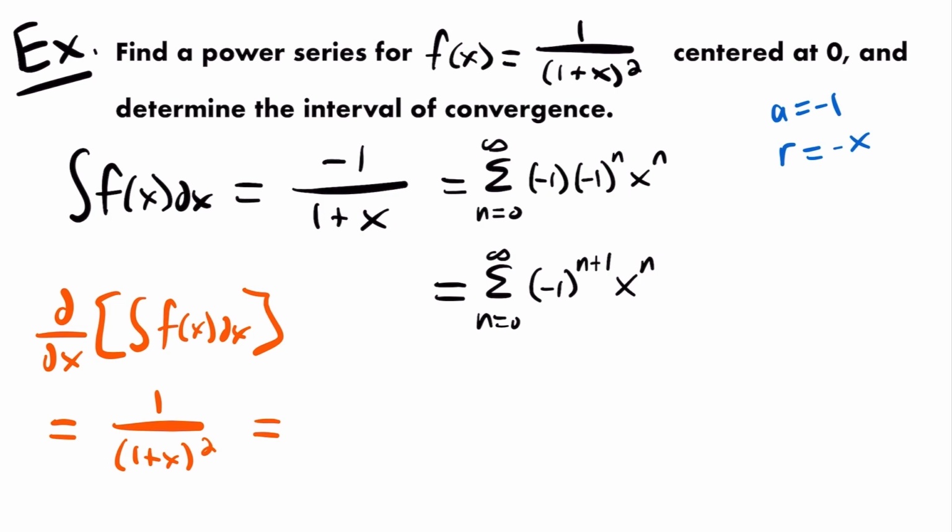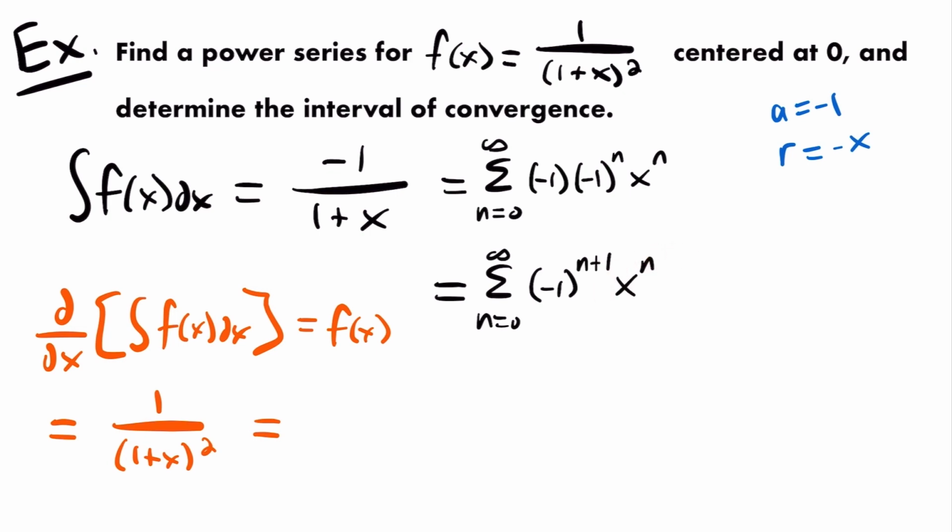I should probably write this as well. This will be equal to f of x, which is this function right here. The derivative of an integral of f of x will just be equal to f of x. So to differentiate this power series, we will multiply the exponent of x down and then subtract 1 from that exponent.